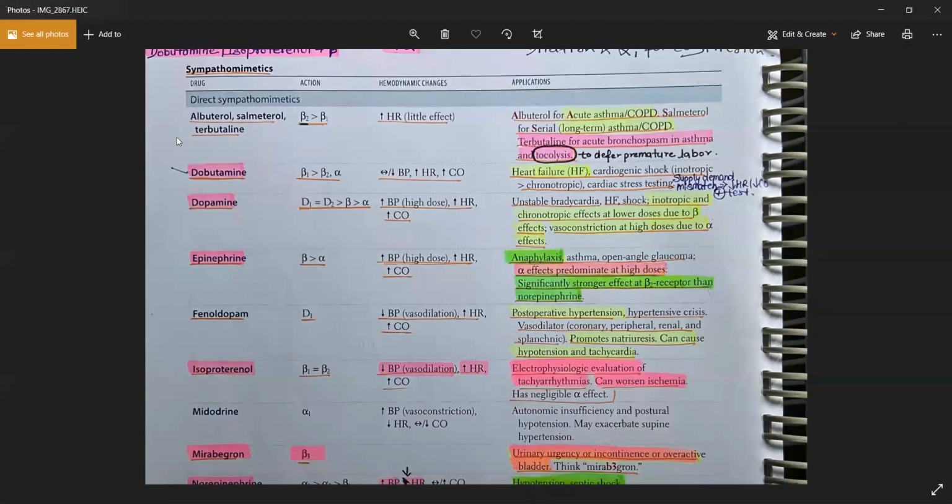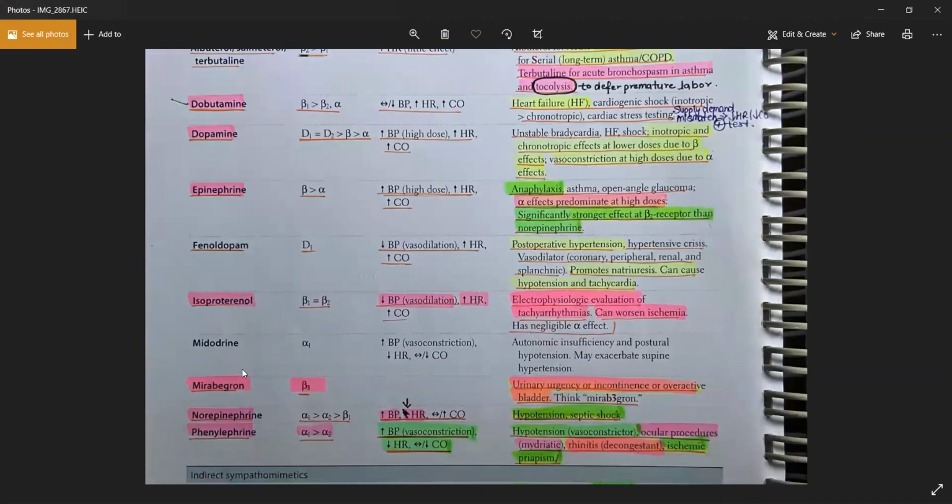Then terbutaline is used as a tocolytic agent, because beta 2 receptors are also found in the uterus and they will cause relaxation of the uterus. So in case of premature labor, you will give the patient terbutaline as a tocolysis, right?